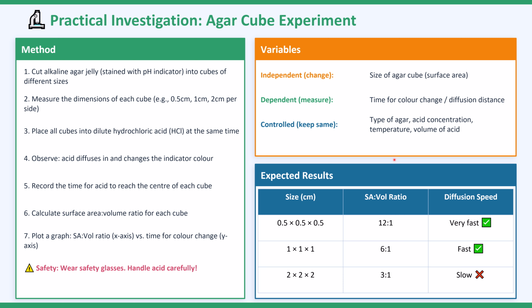In your exam you may be asked to plot this. Remember, surface area to volume ratio goes on the x-axis and time goes on the y-axis. The resulting graph will show that as the ratio increases, the time taken for diffusion decreases.